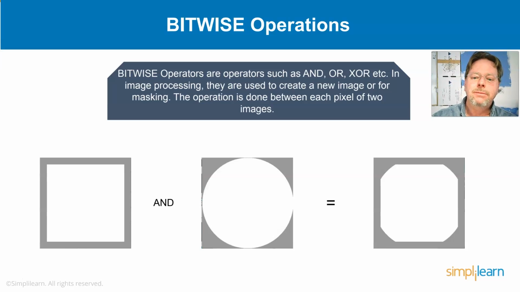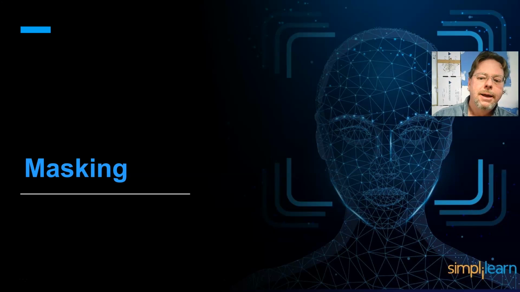The operation is done between each pixel of 2 images. And so you can see here we have the square plus the circle. So if it's an and, only where the white is, so where it's in both images, it then equals a new image with just the white parts.